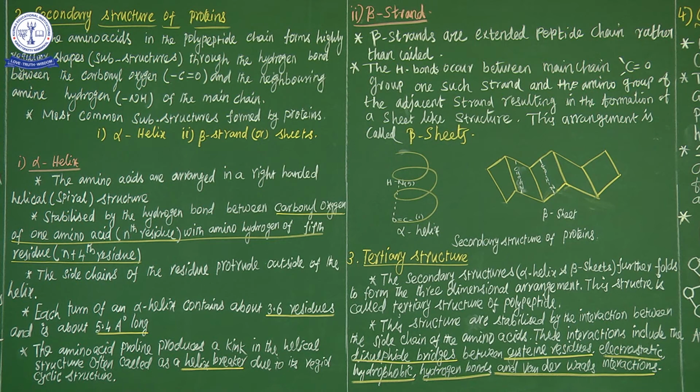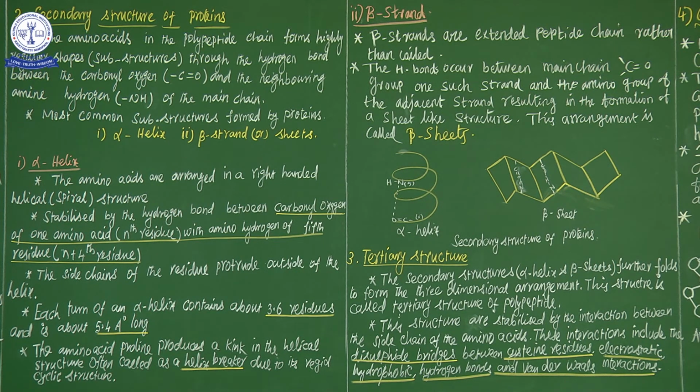So in the alpha helix substructure, the amino acids are arranged in a right-handed helical structure, moving on the right side, and are stabilized by the hydrogen bond between the carbonyl oxygen of one amino acid and the amino group of the fifth amino acid. Fifth residue means n plus fourth residue. It forms between these two.